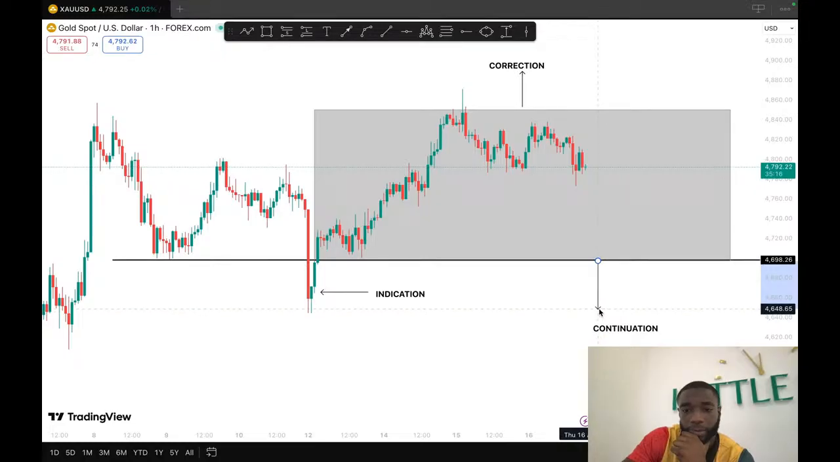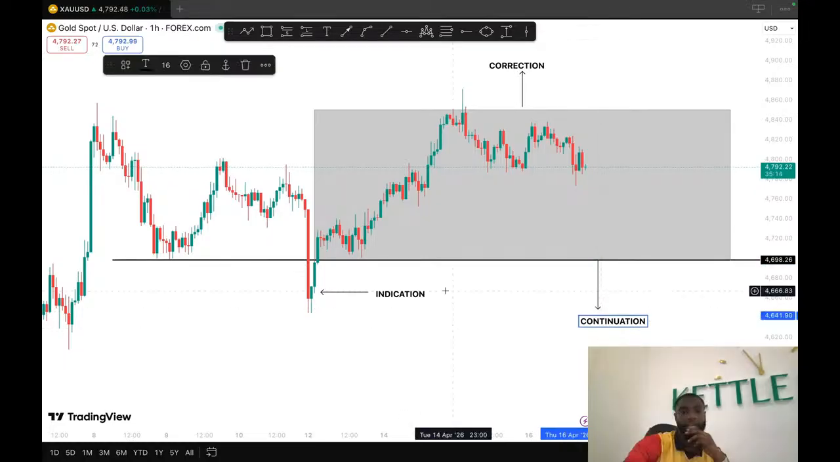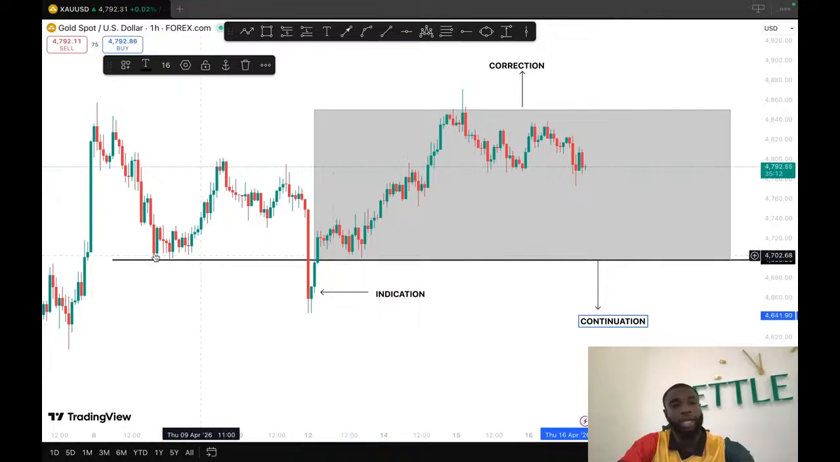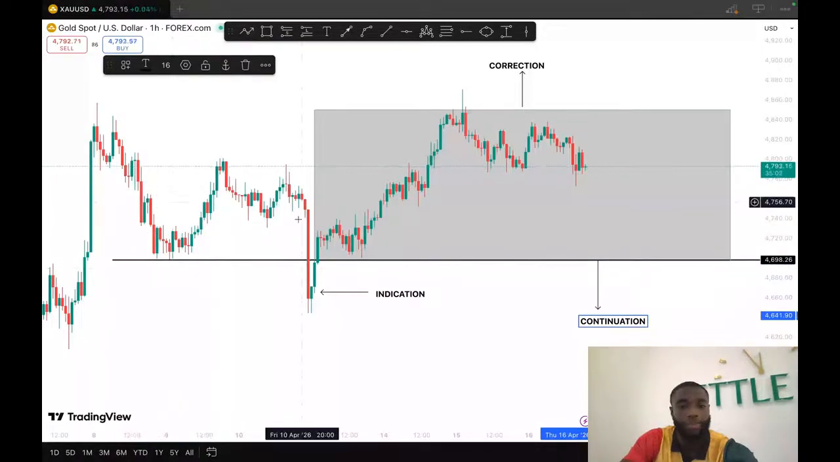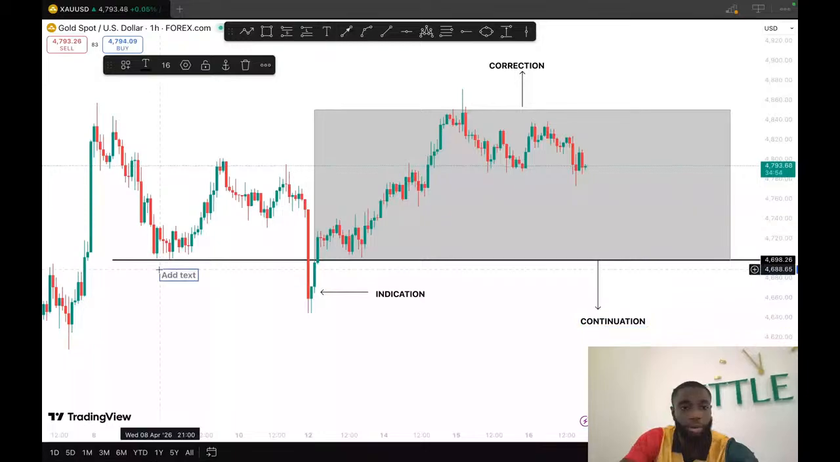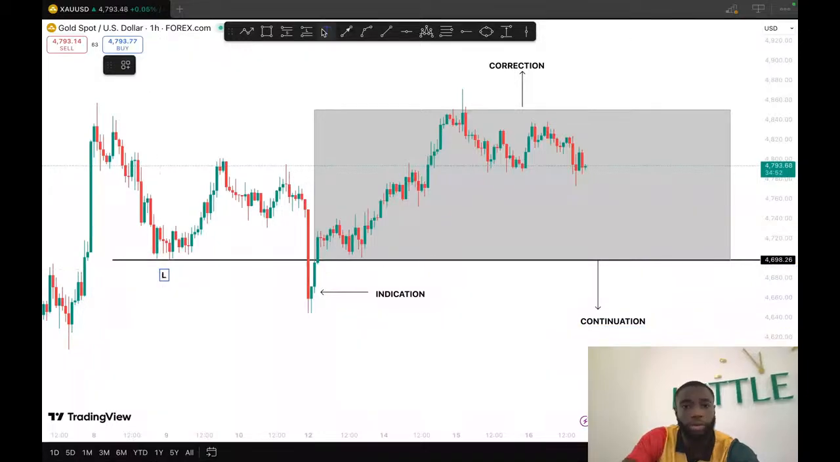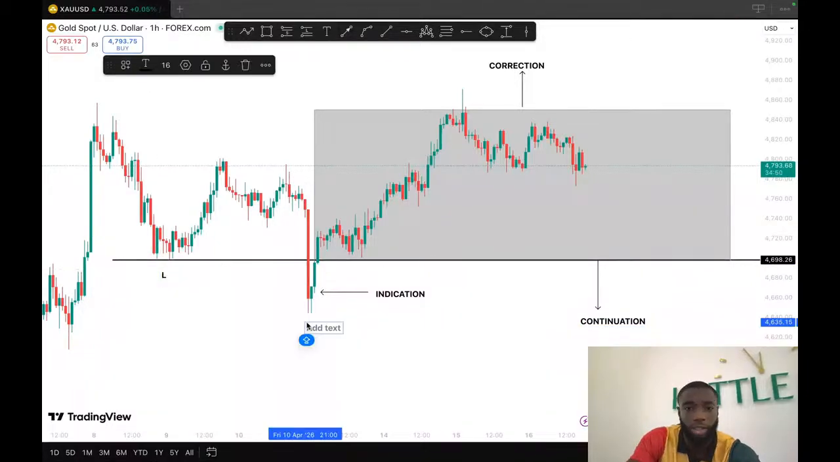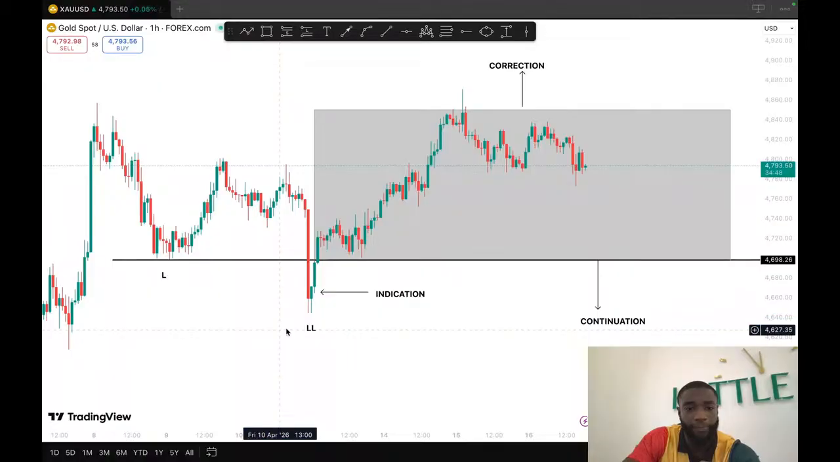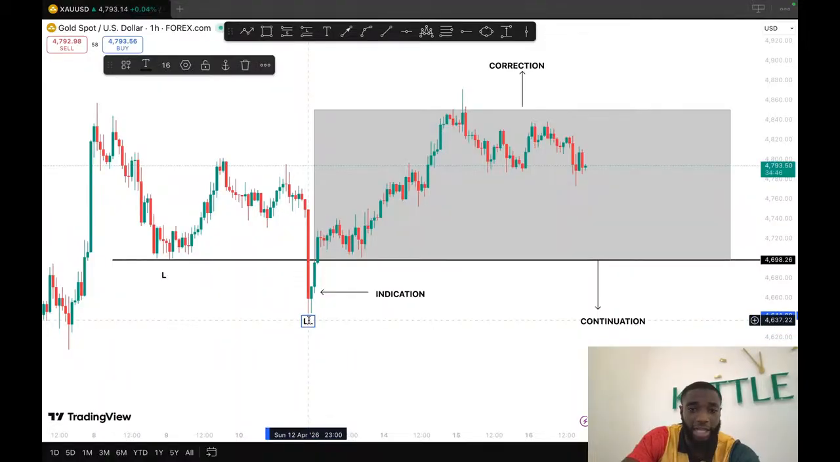So you have your indication level, because have in mind, buyers are sitting on this level. Buyers are preventing price from going any lower. But now, sellers take out the buyers, they create a new lower low, because this low is lower than this low. So this is a low, this is a low, and this is a lower low. Now price is on its way to make that lower high. So this is the lower high.